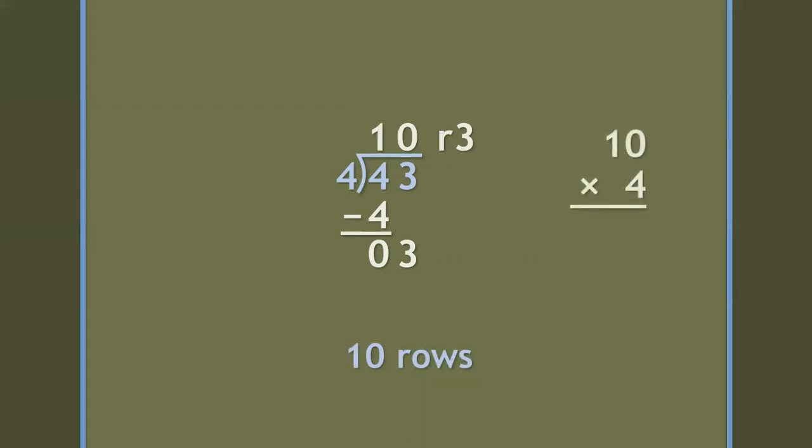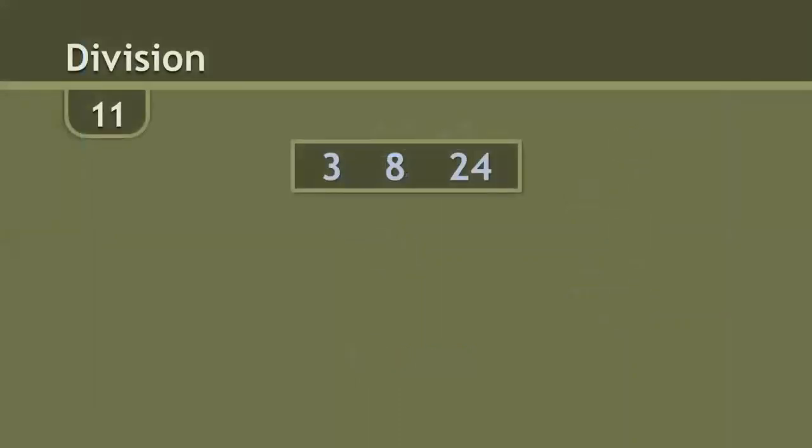Now to check yourself, you will take your quotient and multiply it by your divisor, and that will give you 40, plus 3 more, which is your remainder, will give you 43. And so because you can take your quotient, multiply it by your divisor, and end up with your dividend, you know that you have done this problem correctly.